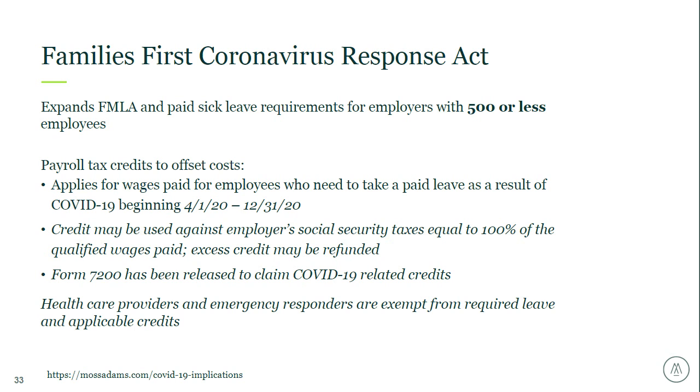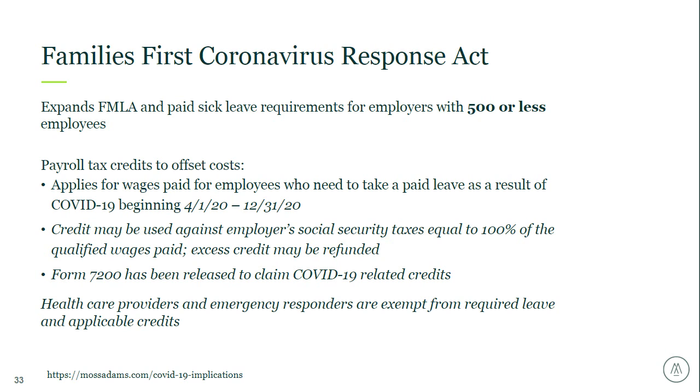So there's not a lot that we can do after this, and currently there's not any extensions that I know of. Although Congress does work fast in regards to these in some regards. Of course, we've seen they've been dragging their feet into this next big round of COVID legislation. The credit can be used against employers' Social Security taxes, and it can equal 100% of the qualified wages paid. And then any excess credit can be refunded, and you can claim that excess credit on Form 7200.